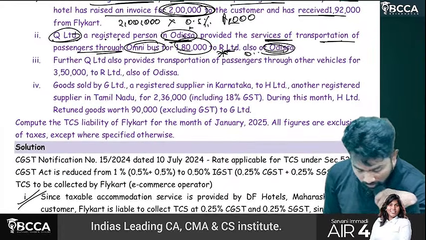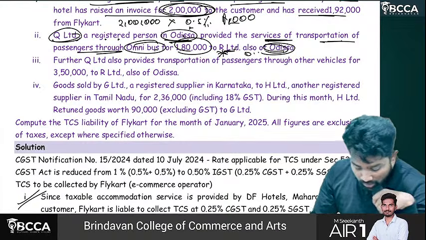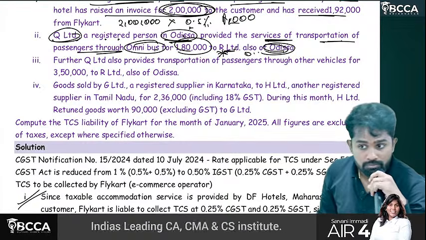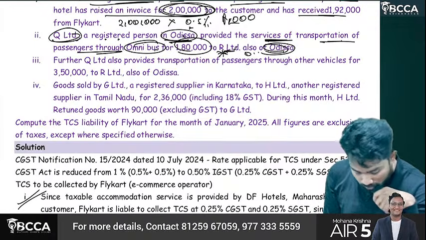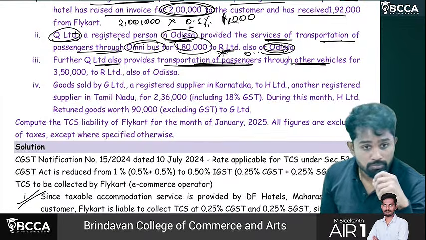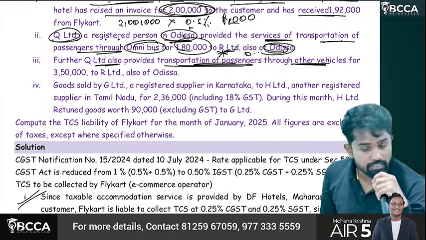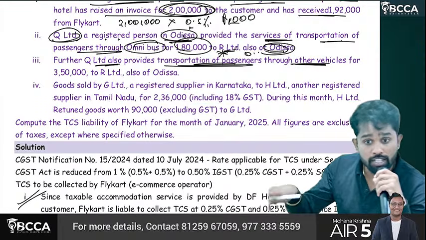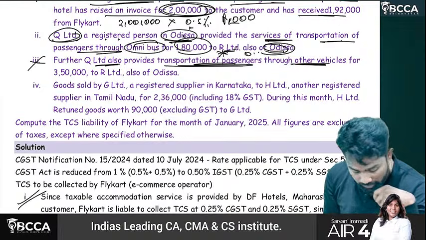Then the third one. Further, Q Limited also provided transportation of passengers through other vehicles for R Limited. Then is it covered under TCS or 9(5)? 9(5) only. Why? Because only omnibus is the exception. So this is other vehicles, so covered by 9(5), not covered under TCS.